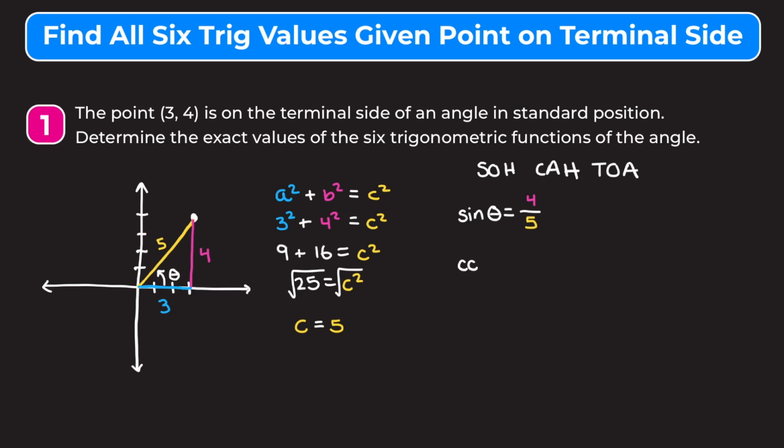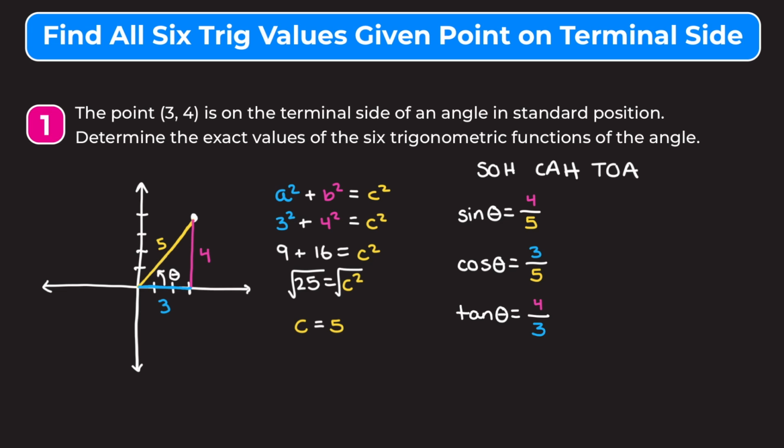We're going to do a similar thing for cosine. Cosine of theta is A and H, so it's adjacent over hypotenuse. In this case, the side measuring 3 is our adjacent side. This is going to be over our hypotenuse of 5. So the cosine of our angle is 3 over 5. Now we're going to do the tangent. Tangent is TOA, so it's opposite over adjacent. Opposite is 4. Adjacent is this blue side measuring 3. So we get that the tangent of our angle is 4 over 3.